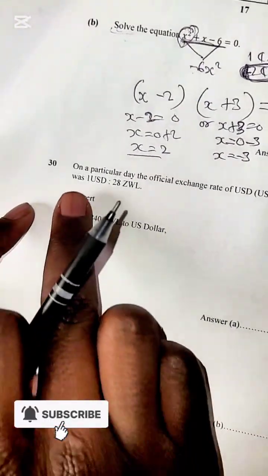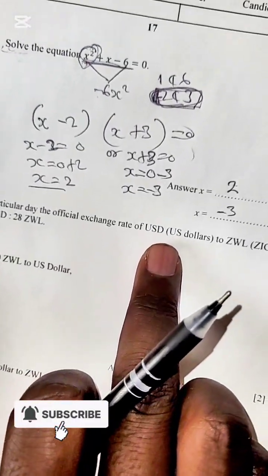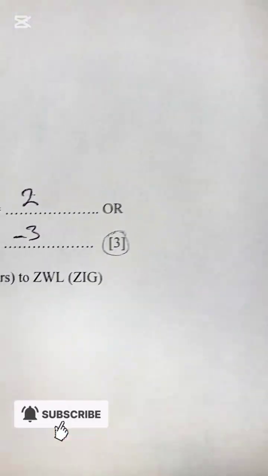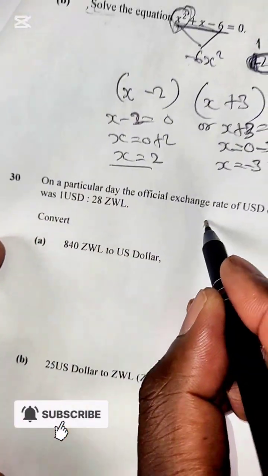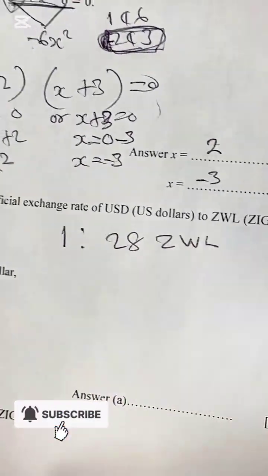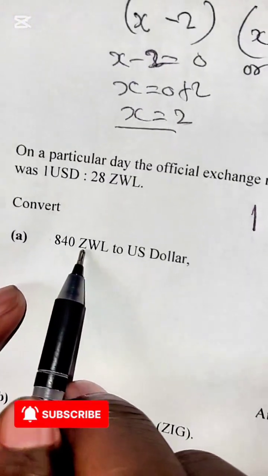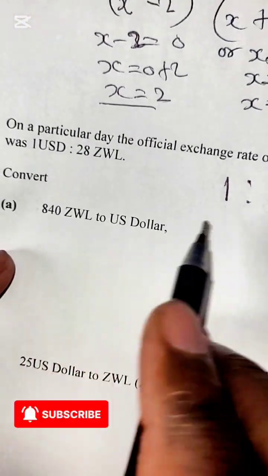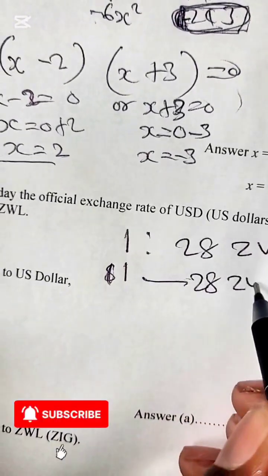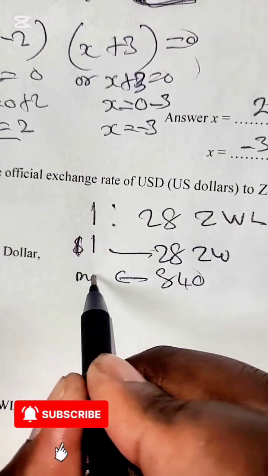Okay. Our last question. On a particular day, the official exchange rate of US dollars to ZiG was $1 is to 28 ZiG. Okay. So convert 840 ZiG to US dollars. Okay, so I'm going to say $1 is equivalent to 28 ZiG. What about 840 ZiG? Are we getting more or less dollars? We're going to get more dollars here.